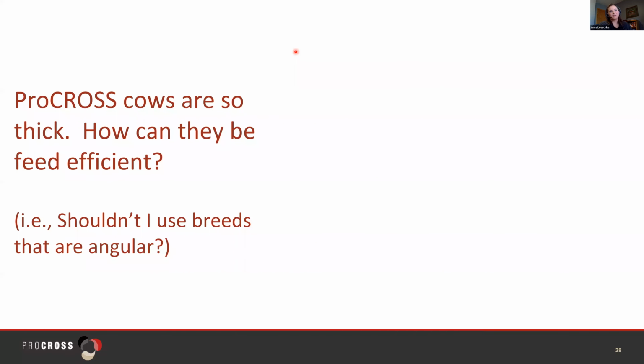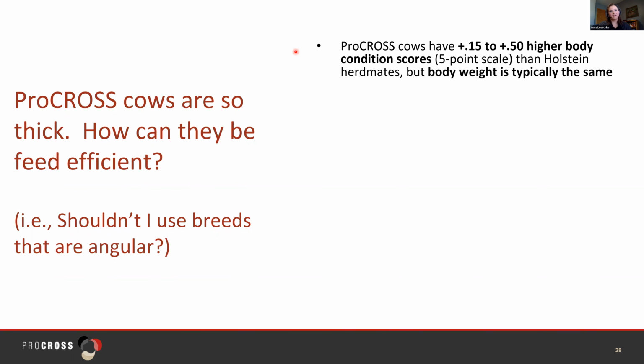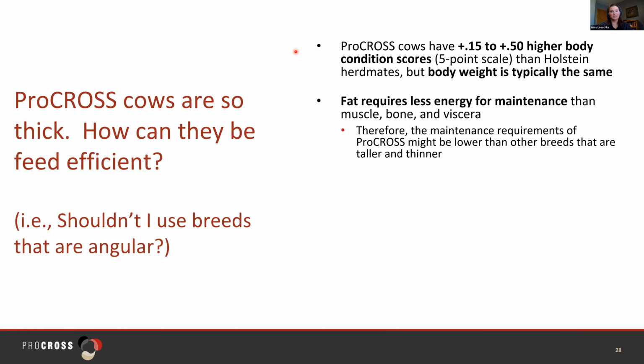I sometimes get the question, ProCross cows look so thick. How can they possibly be feed efficient carrying that much body weight? And shouldn't I be using breeds that really have a lot of angularity, like the Channel breeds and not the Alpine breeds? Okay. So the first thing to recognize is that ProCross cows have higher body condition scores, but they do typically weigh the same as a Holstein cow would in the same herd environment. That's because they're shorter, but they have higher body condition.